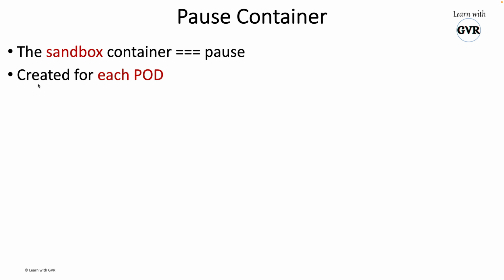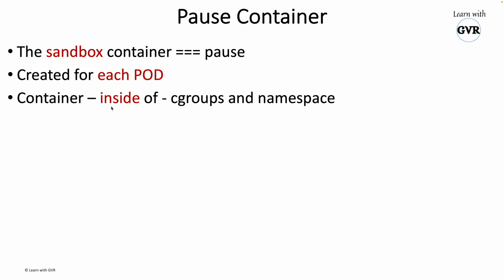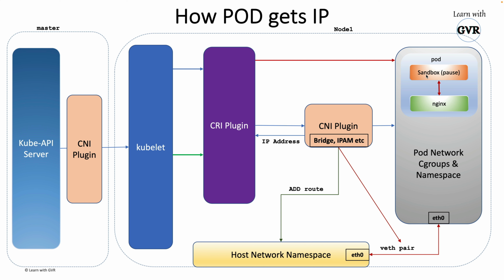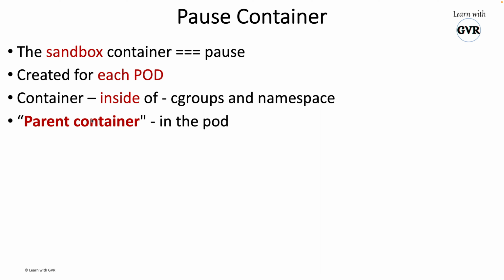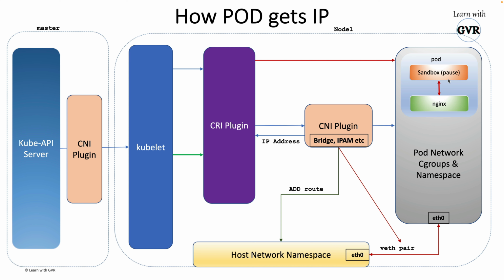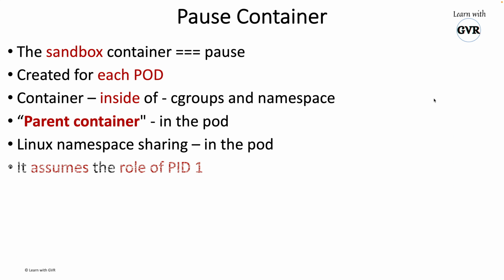That sandbox container is created for every pod. In fact, before creating a pod, first the sandbox container will be created. So what exactly is this sandbox? The sandbox will be inside a cgroup and a namespace. Here this blue color box is considered its own cgroup and namespace. The pause container will act as a parent container in the pod. Parent means we know only the nginx pod, but its parent is this guy. This guy will take care of everything, not nginx. Nginx is just our application container, right?